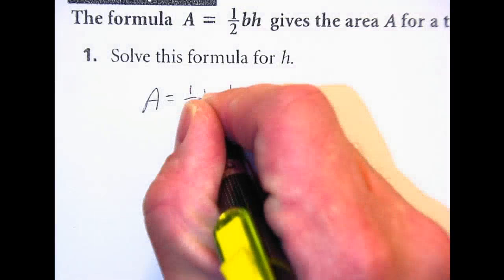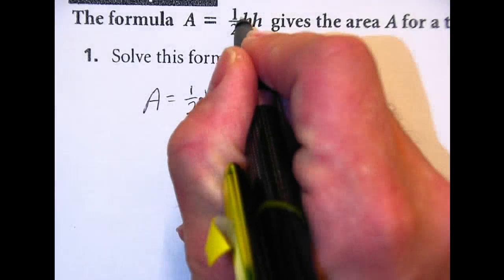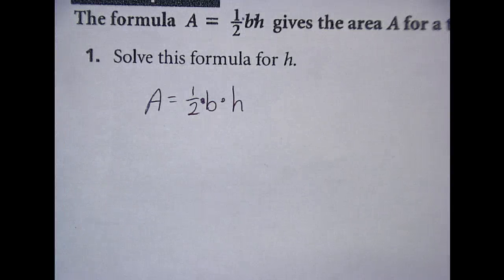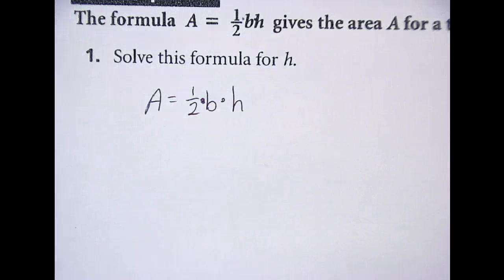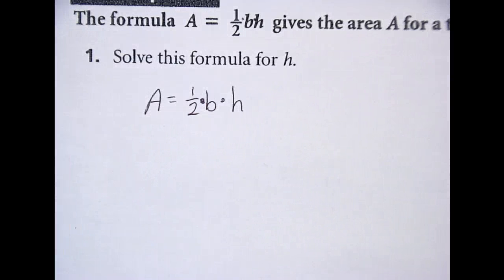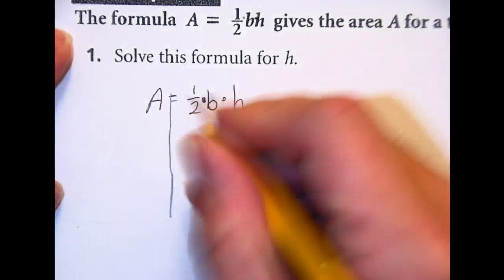A hint, here you go. There's a multiplication symbol there as well. When you don't see any signs, those are multiplication symbols. Okay? How do you get h by itself? What do you need to get rid of? How do you get rid of those things? Okay, so you're trying to move this 1/2 over?